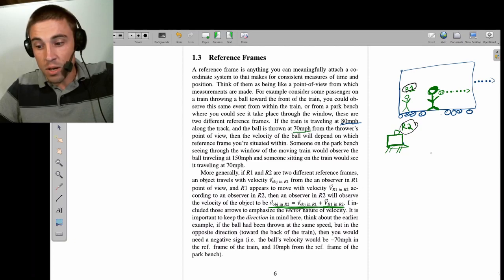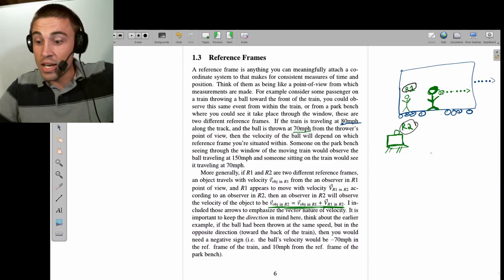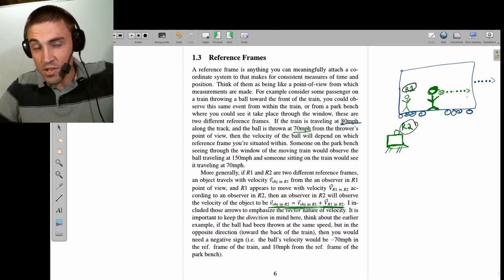If they are both observing the same physical phenomenon, let's say some guy playing baseball throws a baseball up towards the front of the train, then they're going to describe this differently. They're going to measure different velocities because one of them is at rest with respect to that guy who was throwing the ball, and the other one is not at rest with respect to that guy.